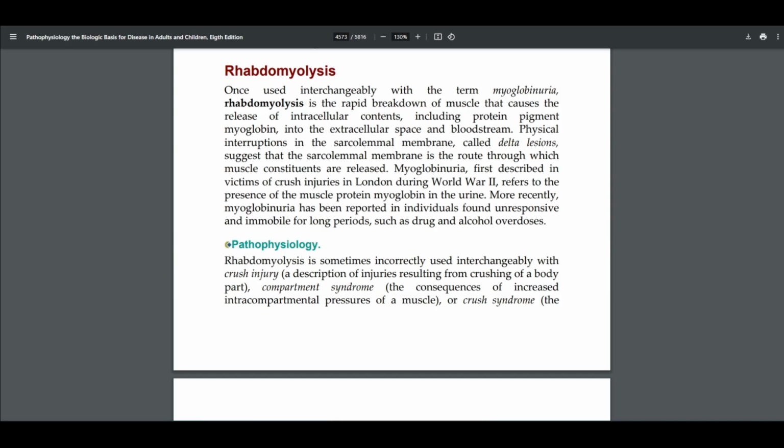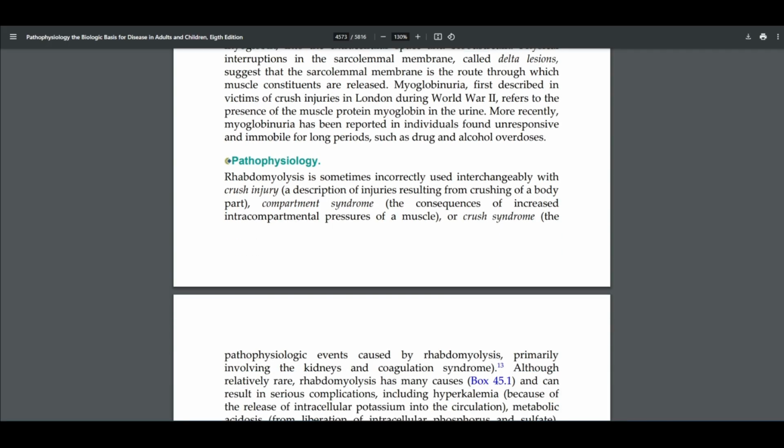Myoglobinuria, first described in victims of crush injuries in London during World War II, refers to the presence of the muscle protein myoglobin in the urine. Most recently, myoglobinuria has been reported in individuals found unresponsive and immobile for long periods, such as drug and alcohol overdoses. So our pathophysiology.